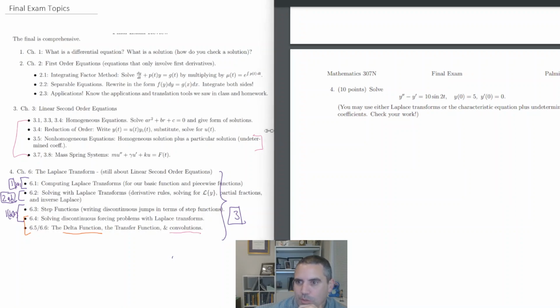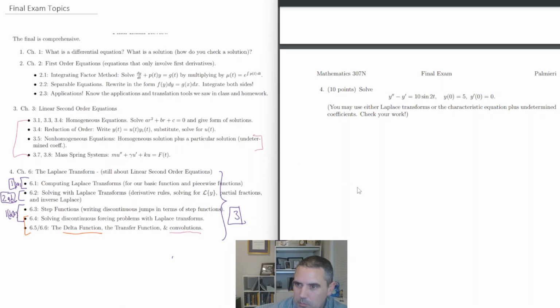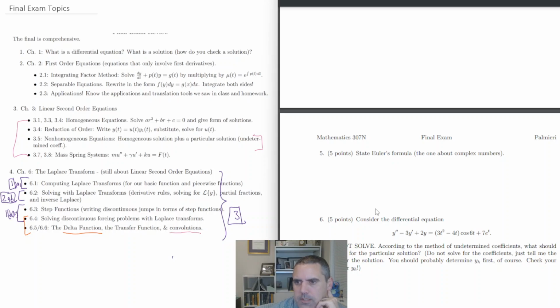So it's kind of an unusual collection of skills in the differential equations course. Other pieces. Solve this. You can use Laplace transform or the method of undetermined coefficients. So you could find the characteristic equation, solve the homogeneous equation, and then guess the form using our method to find a particular solution. I don't know what's better. I'd have to just try and see. State Euler's formula, the one with complex numbers. That's something that must be kind of particular to that instructor's focus.